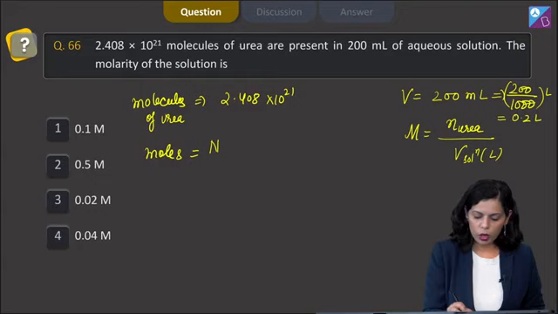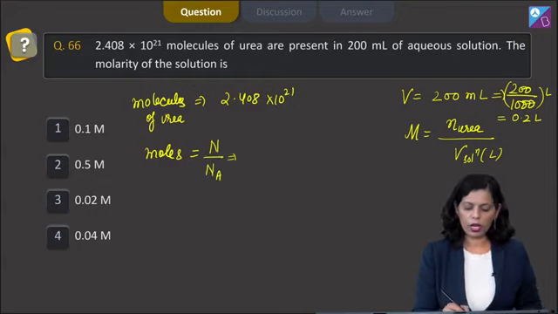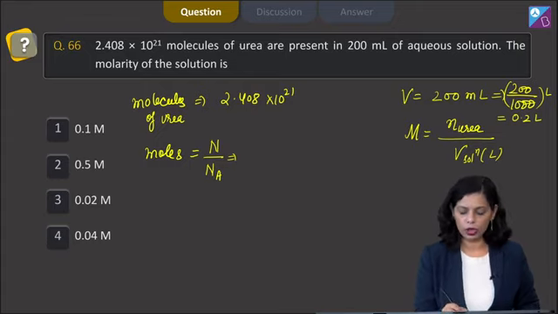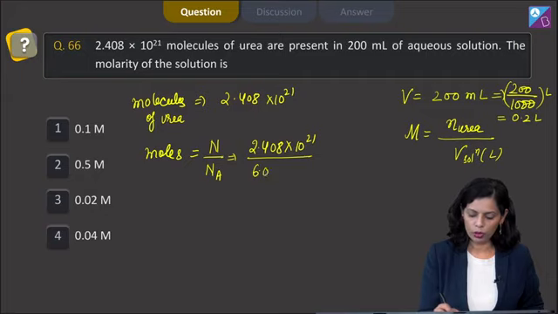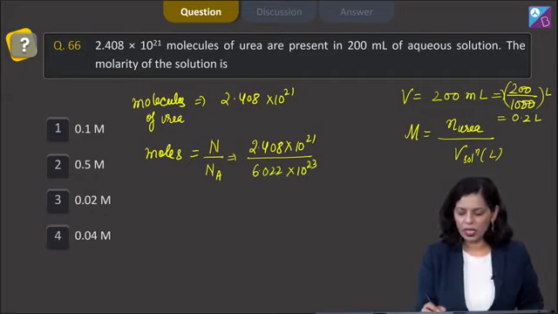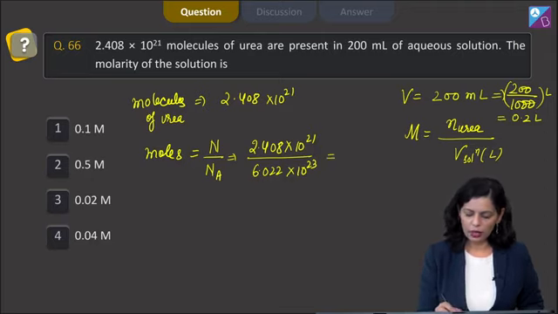I hope you know this formula, N by Na. Number of moles is equal to number of particles given upon Avogadro number. So, N, the number of particles, I am keeping here, 2.408 into 10 raised to the power 21 divided by Avogadro number, I hope you know, 6.022 into 10 raised to the power 23. Everybody knows the Avogadro number. Now, if you just solve this, it is a simple calculation.